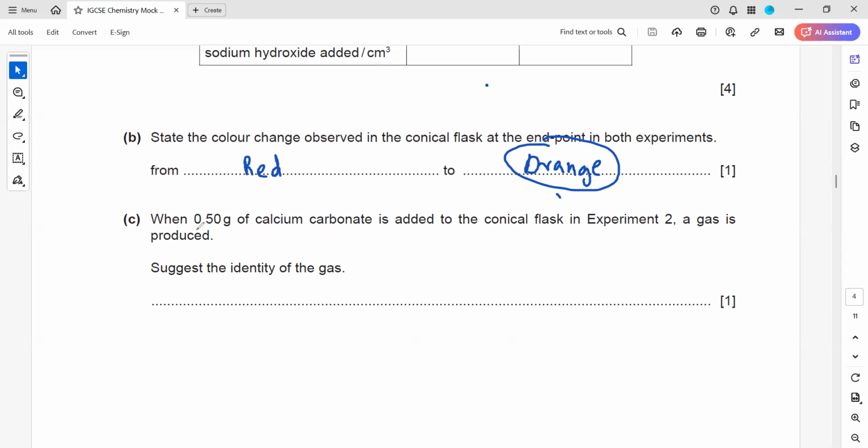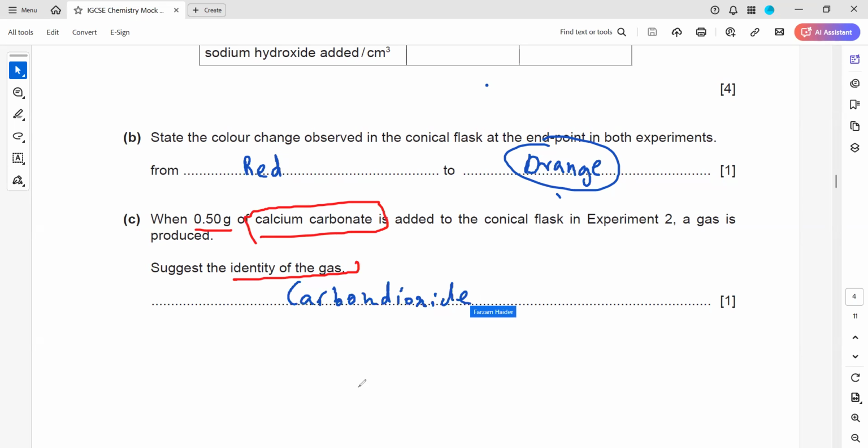Now 0.5 grams of calcium carbonate is added to the conical flask in experiment 2. A gas is produced. Suggest the identity of the gas. So if we add a metal carbonate to a hydrochloric acid, the gas will be carbon dioxide.